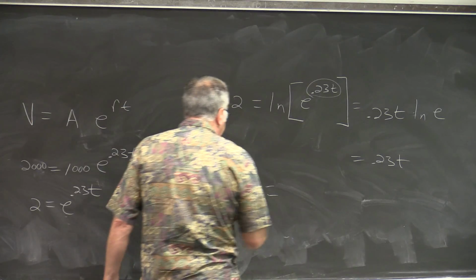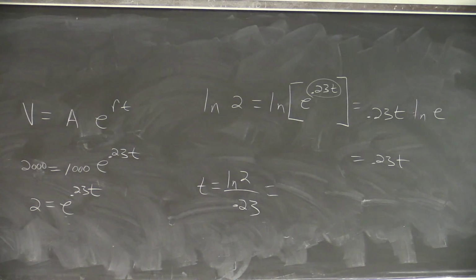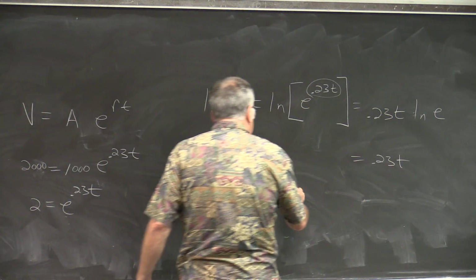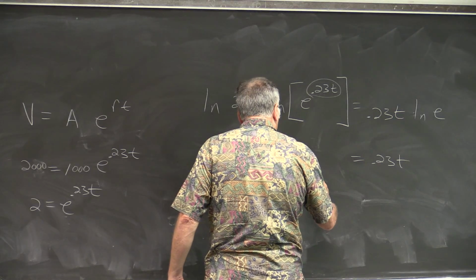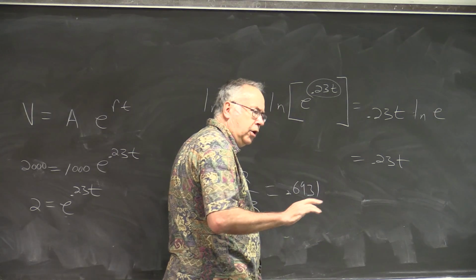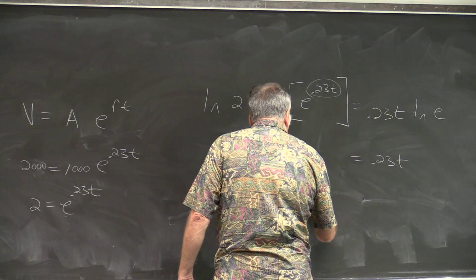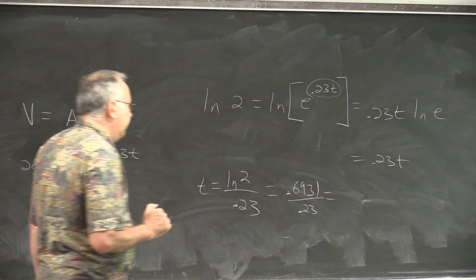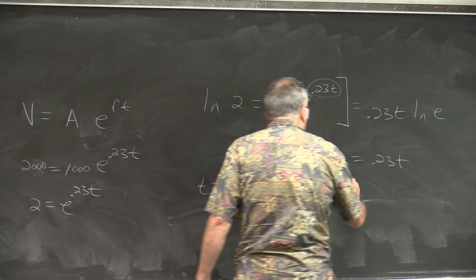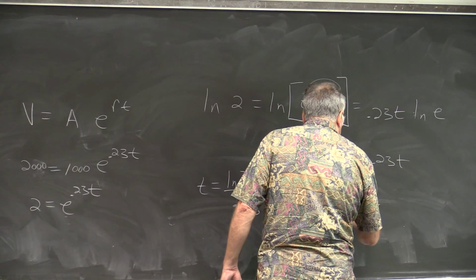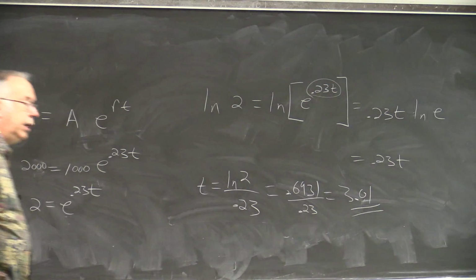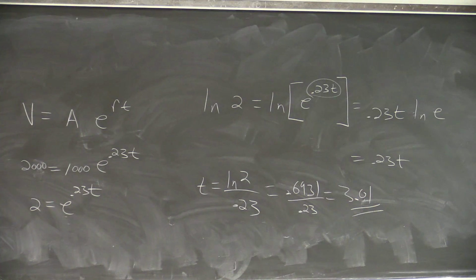Now, you all have calculators. I assume that it'll calculate the natural log. What is the natural log of 2 from your calculators? 0.6931. That's close enough. Let's divide that by 0.23. What do you get? 3.01. In other words, it takes basically just 3 years for the value of your debt to double.